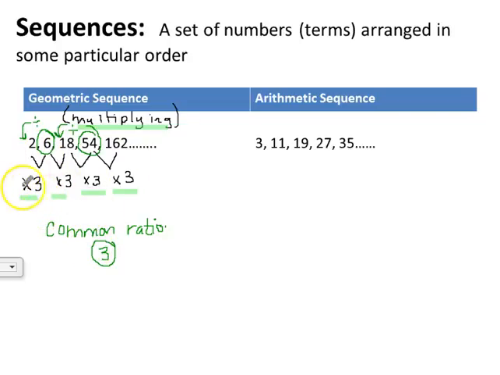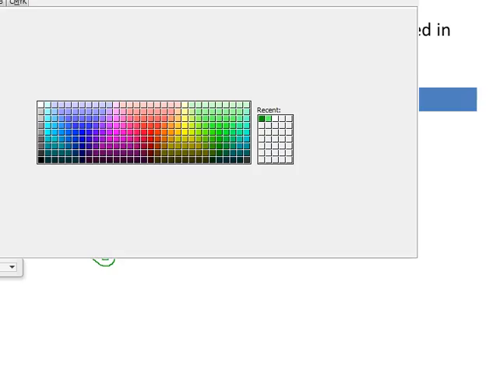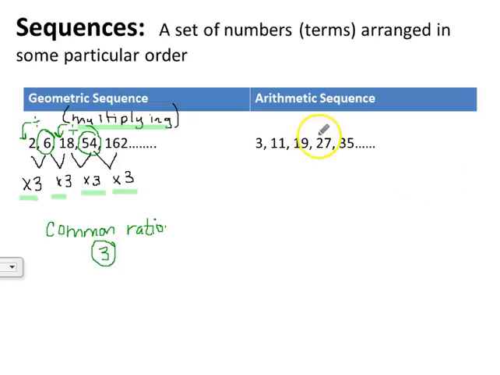And that will give you the number that you're actually multiplying each term by to get to the next one. To figure out that multiplicative identity, we're going to take a number and divide it by the previous term. That's a quick way to figure out our common ratio. All right, where arithmetic sequences are a little bit different.